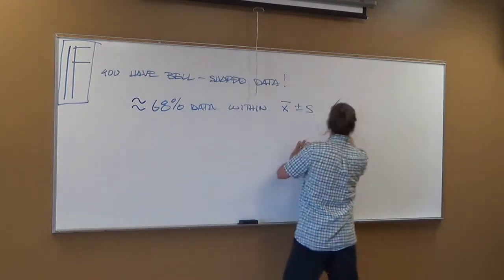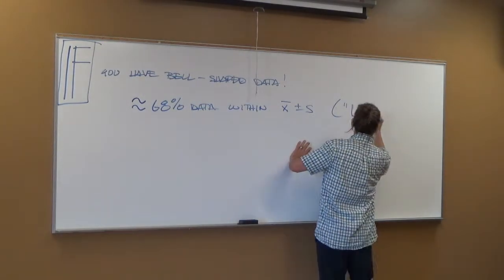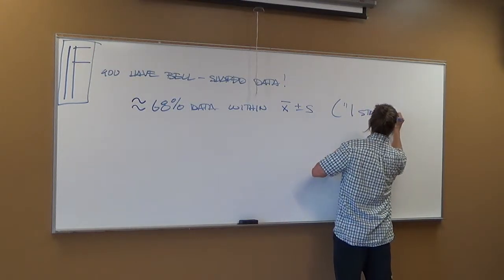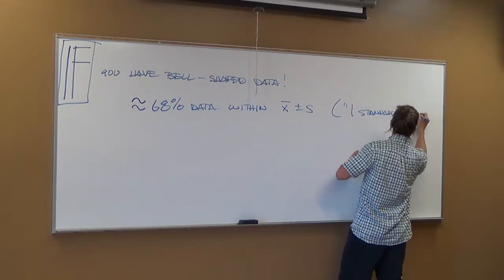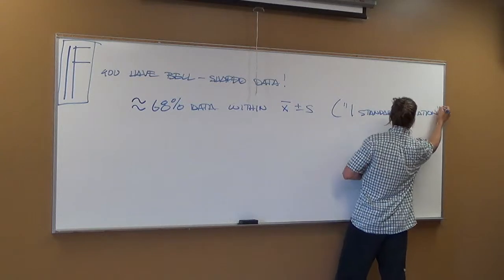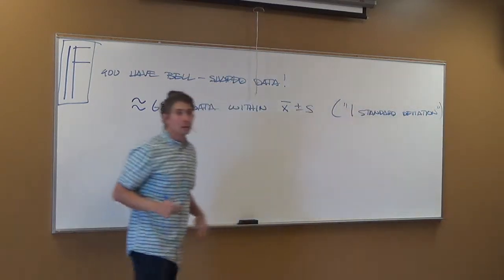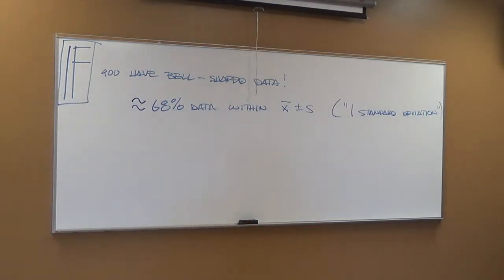That's called one standard deviation. Roughly 68% of your data is within one standard deviation. This was not a happenstance that we got the 69%. That's almost 68%. It's damn close.